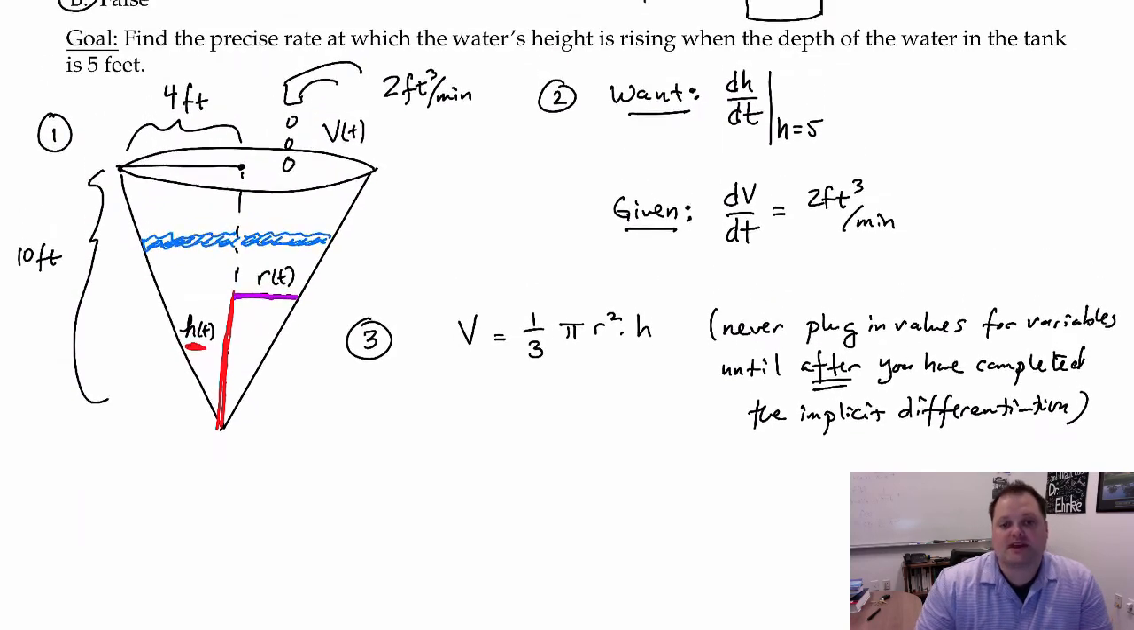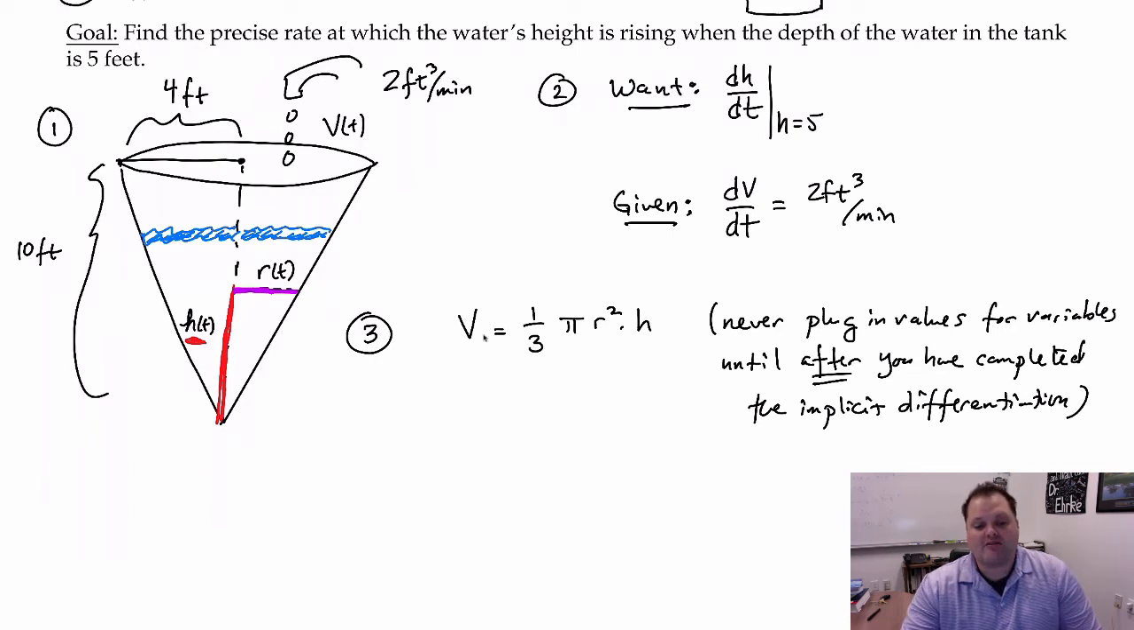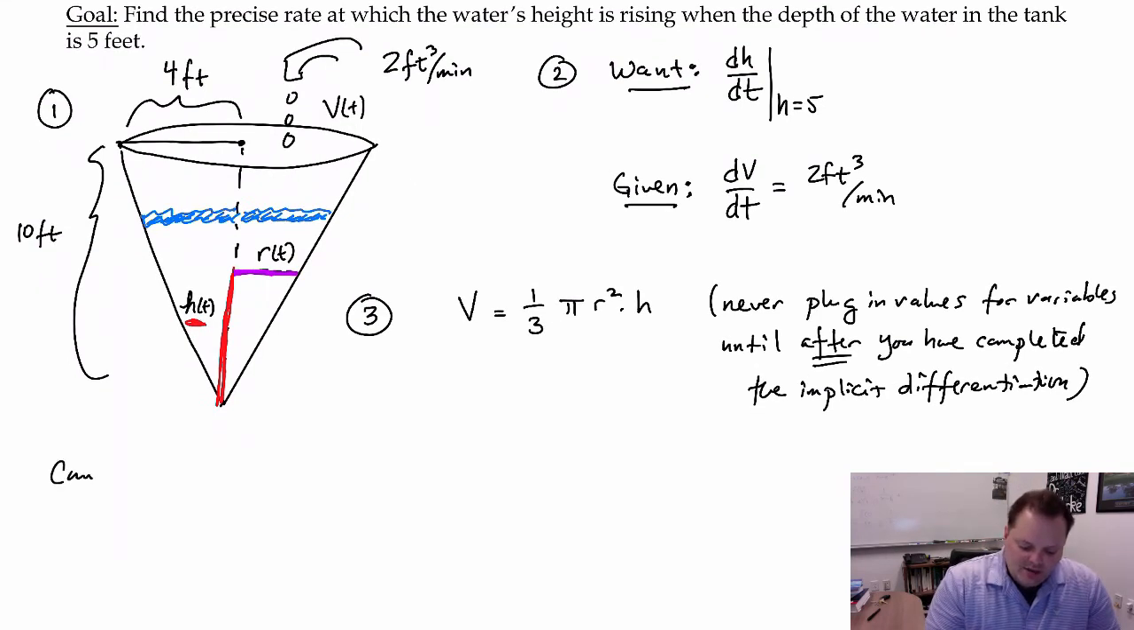Now, here's what makes step 3 on this problem a little trickier. We have an equation which relates volume, radius, and height, but I can't take the derivative of this as is, because if I did take the derivative of this, I would get dr/dt, and we are not given any information about dr/dt, nor do we want to find dr/dt. So if we were to take the derivative of this, we'd have a product rule here. It would be messy. We'd end up with 2 rates, dh/dt and dr/dt, and I don't know anything about dr/dt.